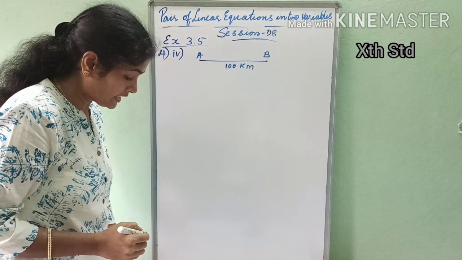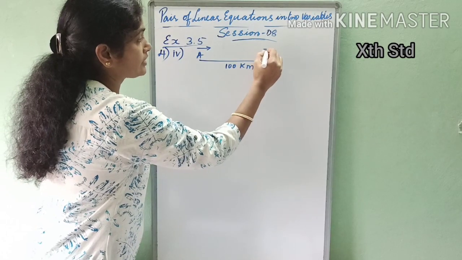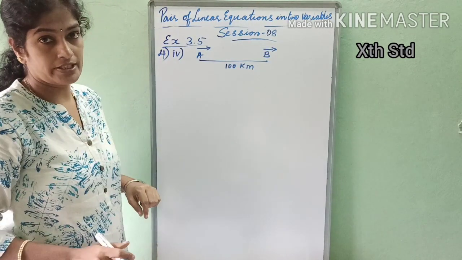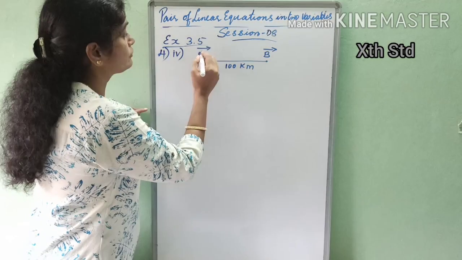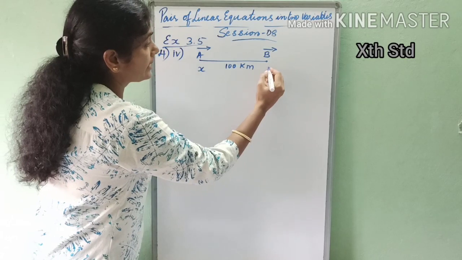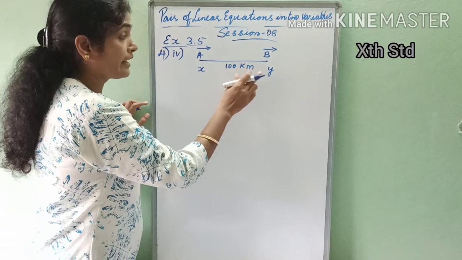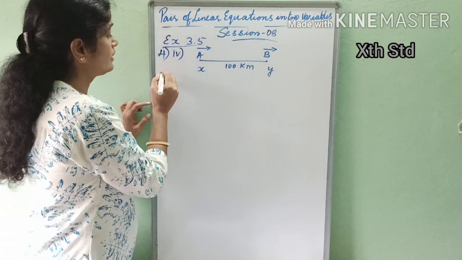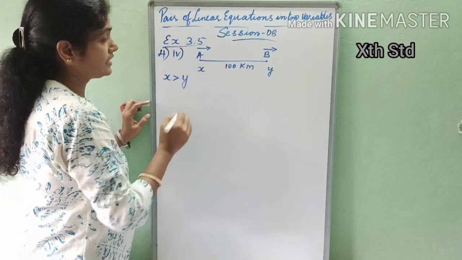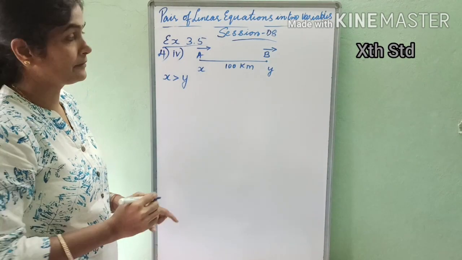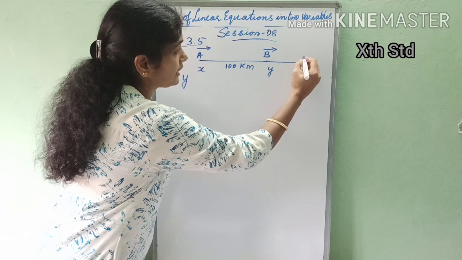Then, if the cars travel in the same direction, car A and car B we will take, with different speeds. We will take the speed of car A to be x and car B to be y. We will assume that the speed of car A is greater than the speed of car B. When they are traveling in the same direction, they meet, say at point P.